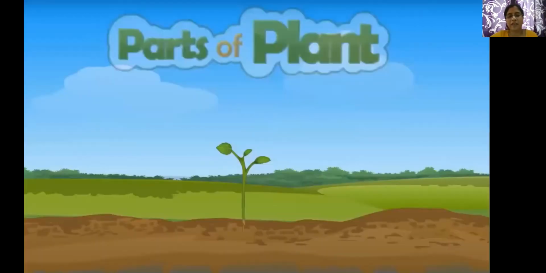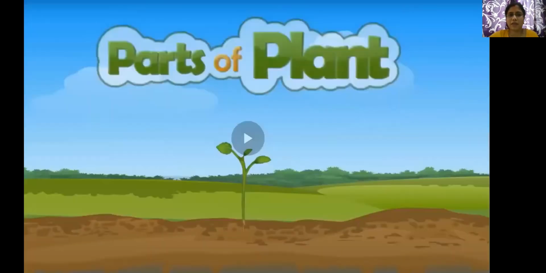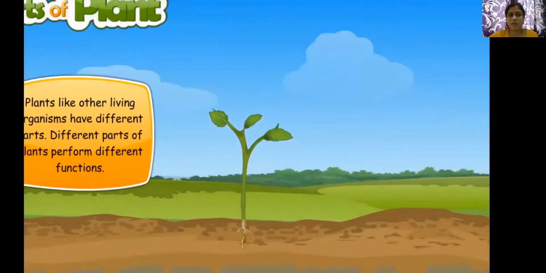Okay, children, in our previous class when you were in your second standard, we might have learned about different parts of plants, correct? Let us just recall them again. So we're going to learn about parts of plants.